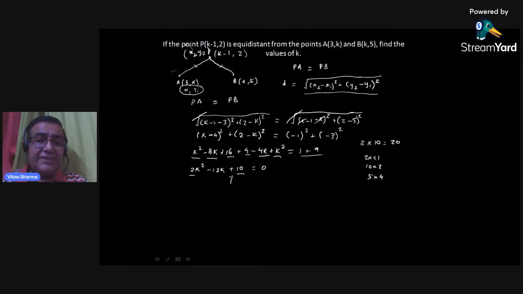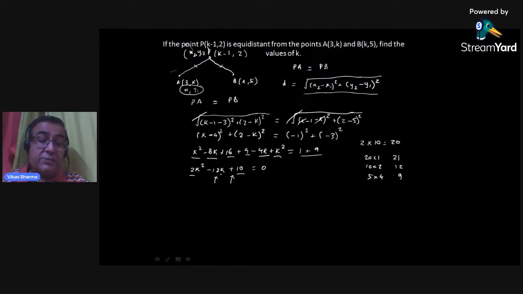Then we look at this sign that we have. So here the sign is positive. If the sign is positive, you take the sum of these factor products of these factors basically, and if the sign is negative, you take the difference. So if I take the sum here, 20 plus 1 gives me 21, 10 plus 2 gives me 12, and 5 plus 4 gives me 9.